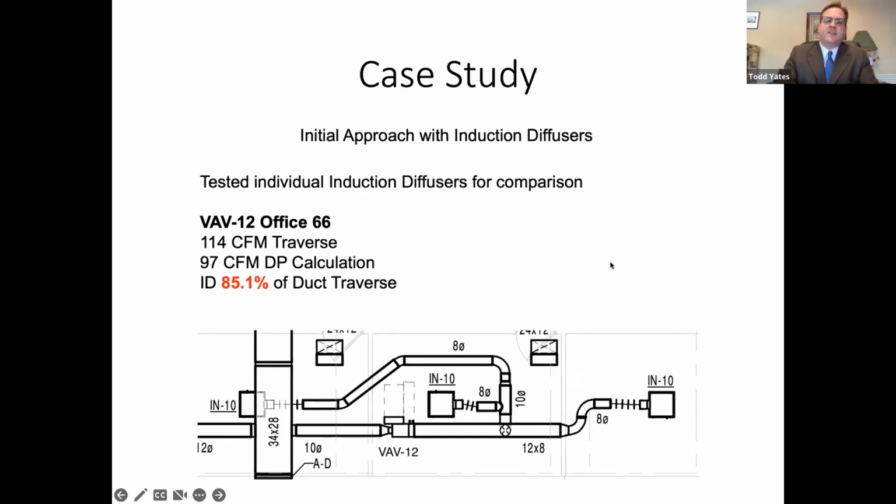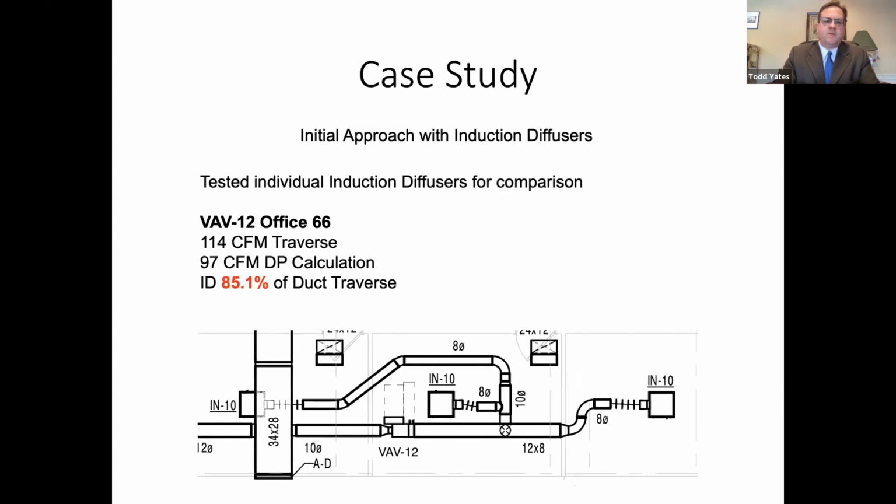So then we tried testing it with an individual diffuser. We said, well, what if we try one of these? It's not working when we're summing them. Can we try it on just one? And we know you can't always get a good traverse on an individual diffuser, but we found a few where we had good enough duct runs to take a duct traverse.